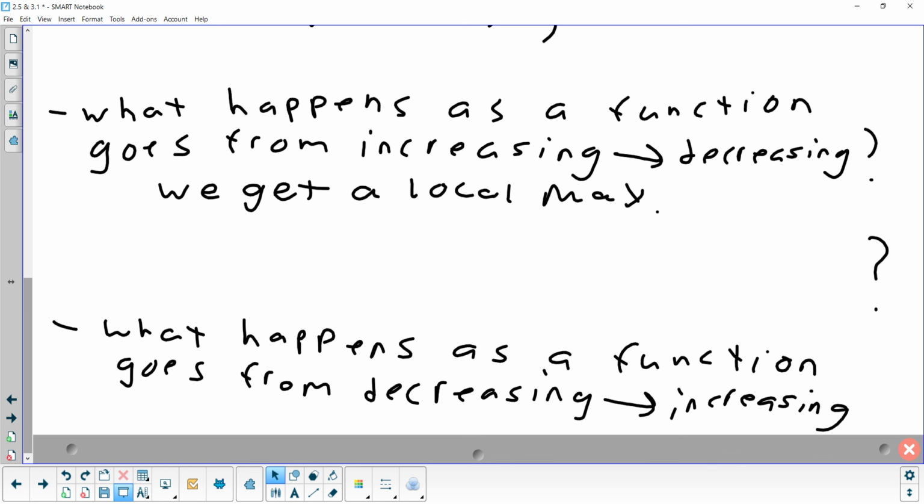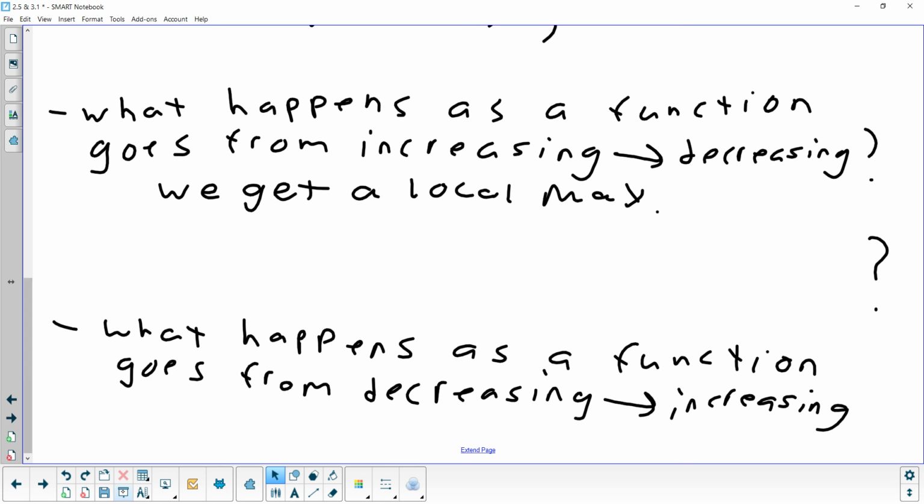And what about when you go from decreasing to increasing? What do you get? Yep. You get a local min. Local min. Yeah. So again, there's not really a problem connected with that. I just want you to kind of understand what a local max and what a local min means. It's where a graph goes from increasing to decreasing, or vice versa.